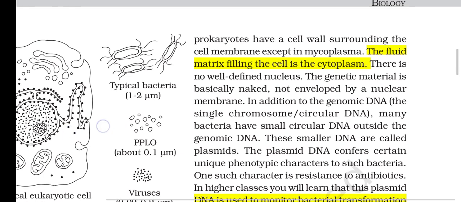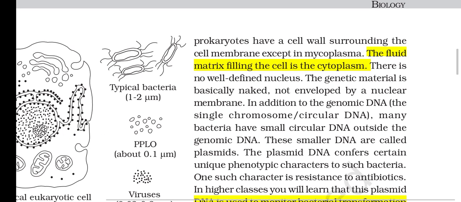All prokaryotes have a cell wall surrounding the cell membrane except in mycoplasma. The fluid matrix filling the cell is the cytoplasm. There is no well-defined nucleus. The genetic material is basically naked, not enveloped by a nuclear membrane.